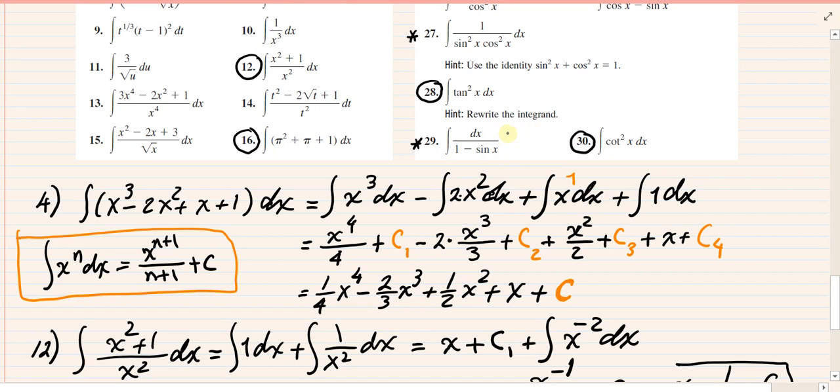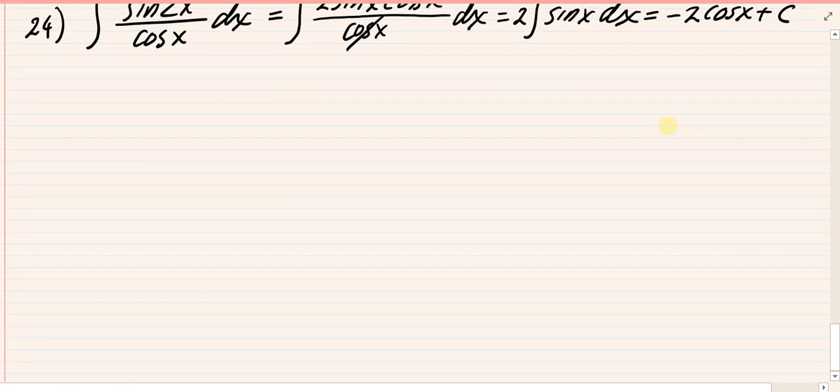Okay, number 28 is one where we have to rewrite it. In number 28, the integral of tan squared, we rewrite the integrand. And number 30 is kind of like that one, except it's cotan. So for both of those, we need to use identities. Number 28, the integral of tan squared x dx.